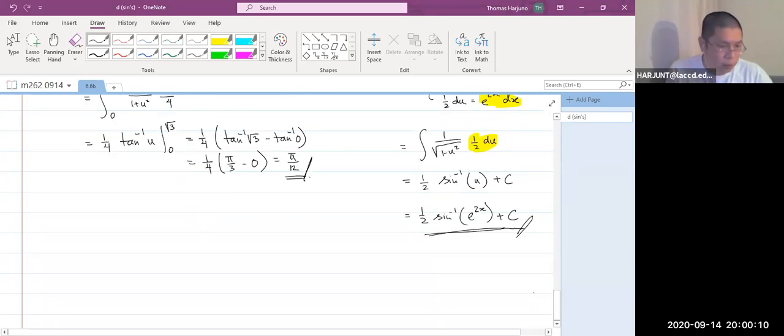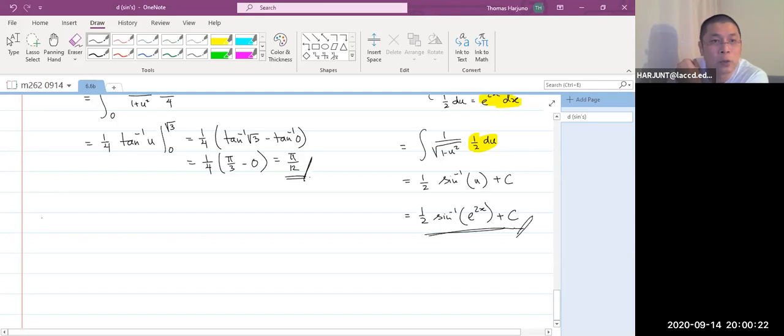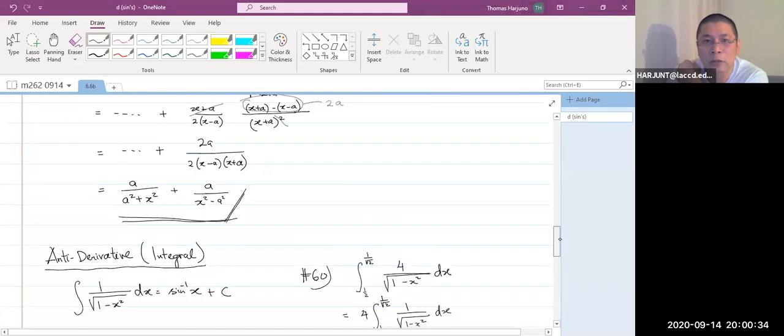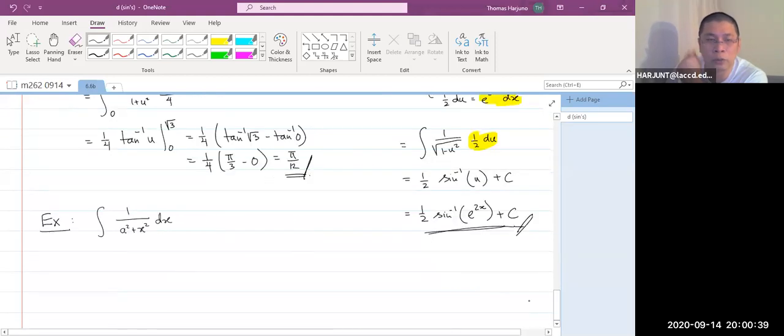The next couple of questions that I'm about to do here are for us to have a good feeling on how to do this in general. The first one is something we have done before, integral of 1 over a squared plus x squared dx. We already have the result somewhere here, but I want to show you another way to do this.